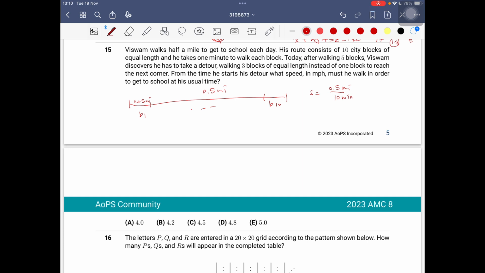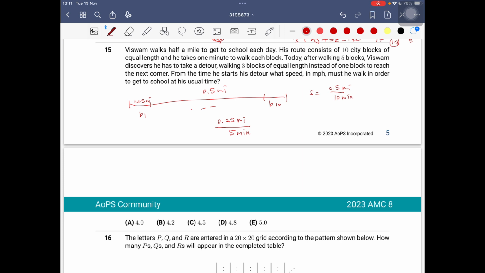But today he needs to walk 0.25, which is 5 blocks, in maybe 5 minutes, because this doesn't have any changes. So he finished his half, but he has to take the detour, walking 3 blocks of each length instead of 1 block to reach the next corner. I'm confused about the next corner, just 1 corner or all other 5 corners. Let's make it all other 5 corners.